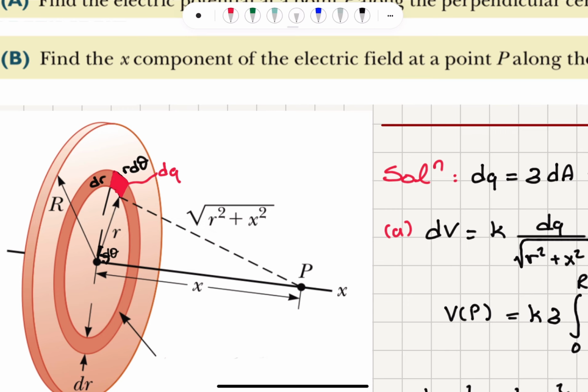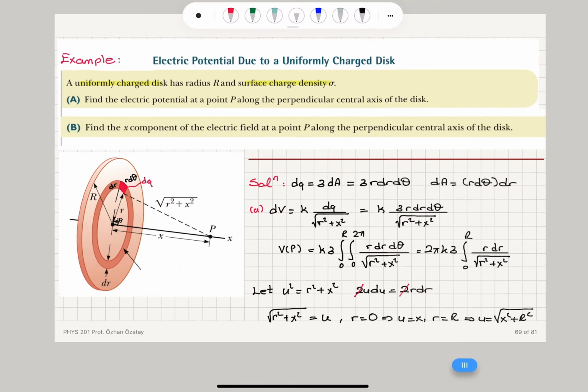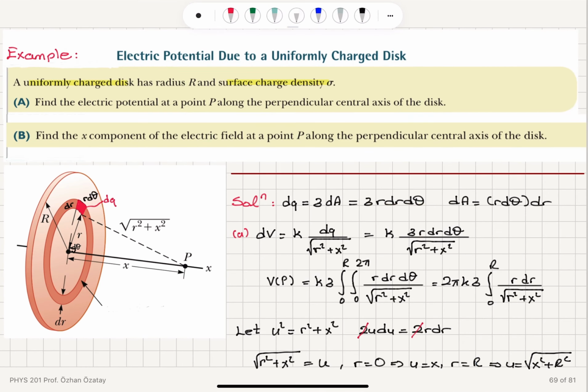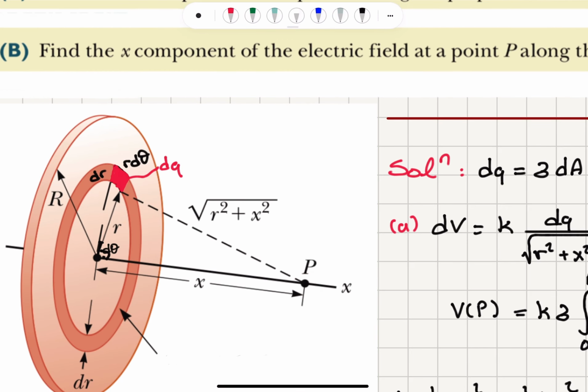So r dr dθ is the area of this region. The area of this region multiplied by the uniform surface charge density σ gives us dq, the small charge element in that region, so dq = σ r dr dθ. And we know that a point charge has a potential at point P of dq divided by the distance, the square root of r squared plus x squared, because we are at a perpendicular distance of the square root of r squared plus x squared to point P.